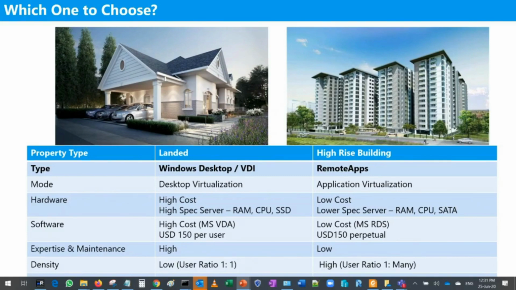The ratio between landed and high-rise buildings is 1 to 1 for the landed, which is 1 household for 1 landed property. But for high-rise buildings, the density will be high. Its users are 1 to many, meaning one building can have multiple tenants staying in there, and often we see hundreds or thousands in a condominium environment.